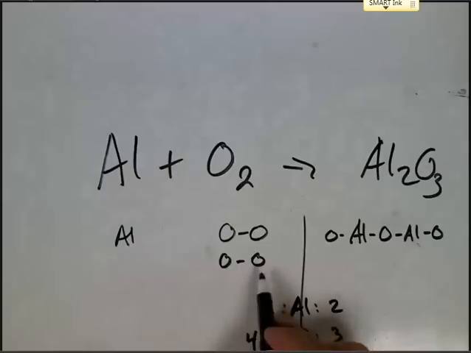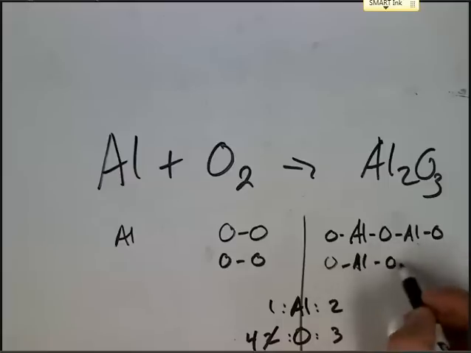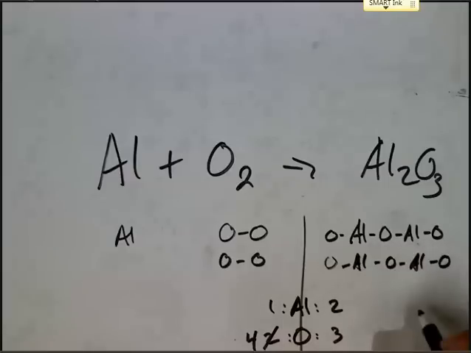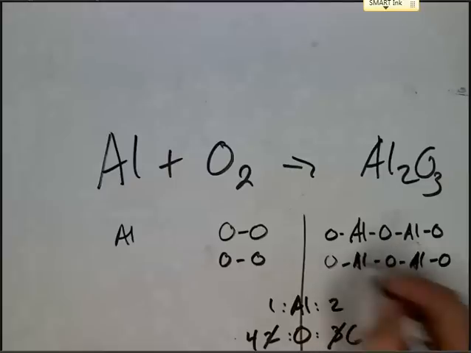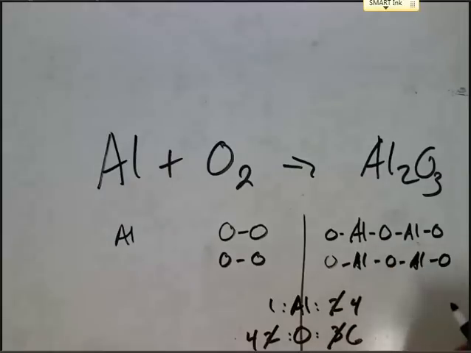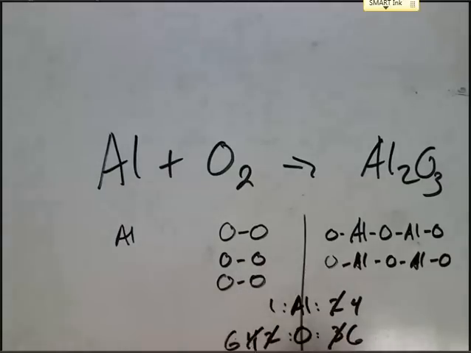Another O2. Well, then we have 4 and 3, so let's add another group of what we just had over there. Well, now we have 1, 2, 3, 4, 5, 6 oxygens, 1, 2, 3, 4 aluminums. We've got 6 oxygens here, we've got 4 oxygens over here, so we need to add another group of O2s. And there's your 6.